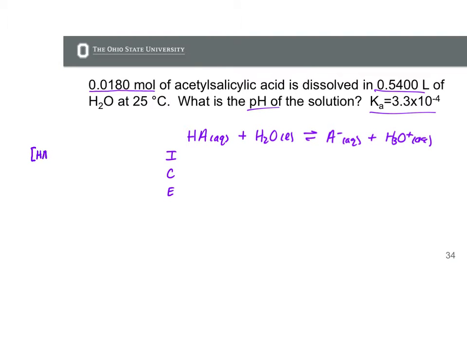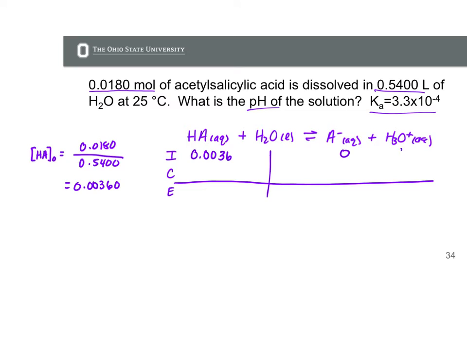So the concentration of HA initially is 0.0180 divided by 0.5400, and that is 0.00360. So our initial concentration of acetyl salicylic acid is 0.0036. We're not going to worry about water in our ICE table. Okay, and we have 0 for our initial concentrations of A minus and H3O plus.